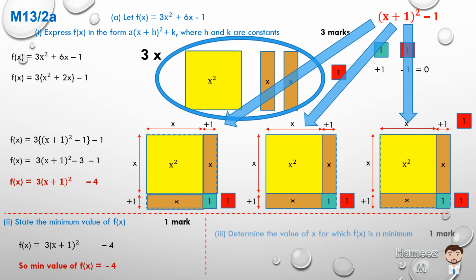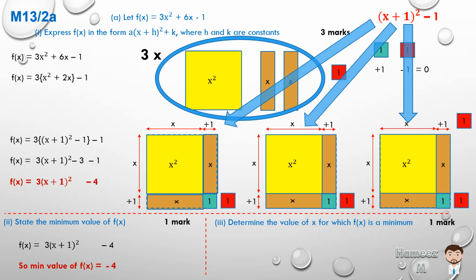And part 3, determine the value of x for which f of x is a minimum. In order for the minimum to occur, it meant that the brackets worked out to be 0. So x plus 1 is equal to 0. So x is equal to minus 1.